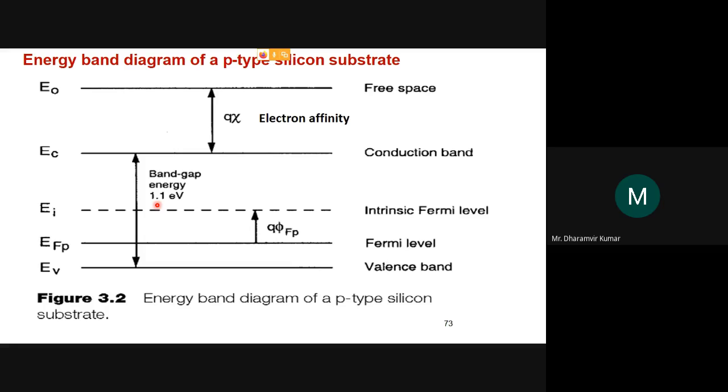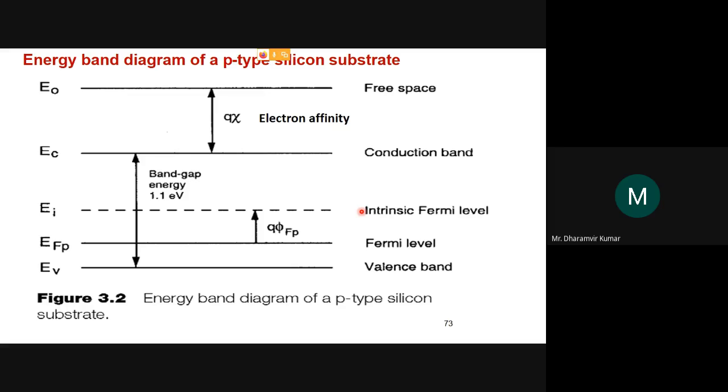And somewhere in between EC and EV, this is the middle point. In between EC and EV, we have an imaginary line, and we call this the intrinsic Fermi level. The intrinsic Fermi level for the silicon material. Okay, so this is about the silicon energy band gap.